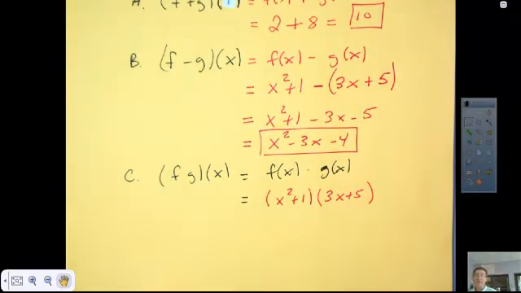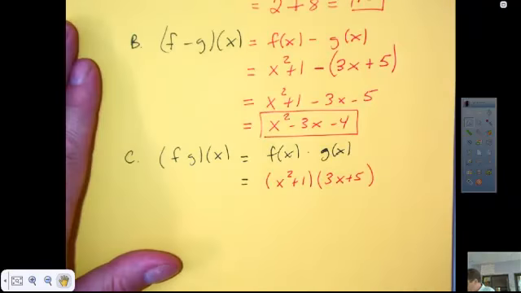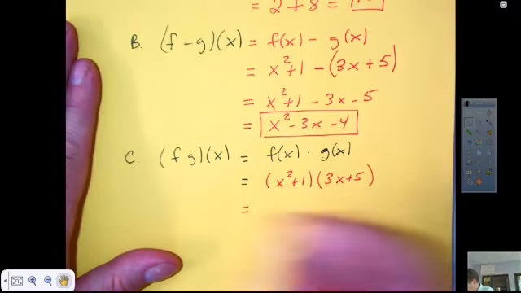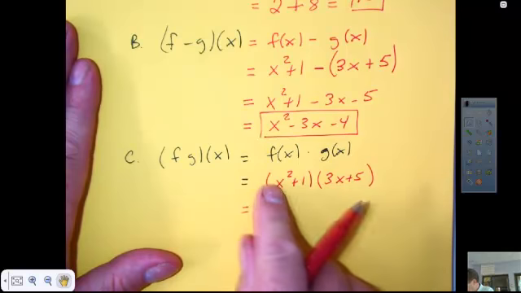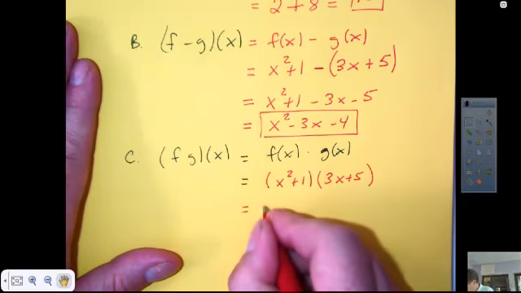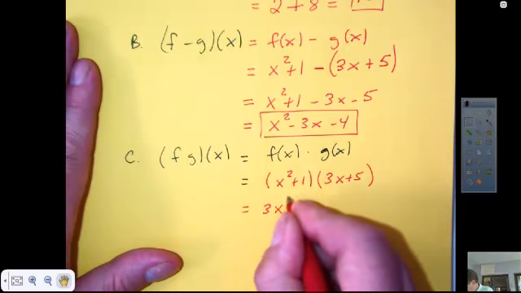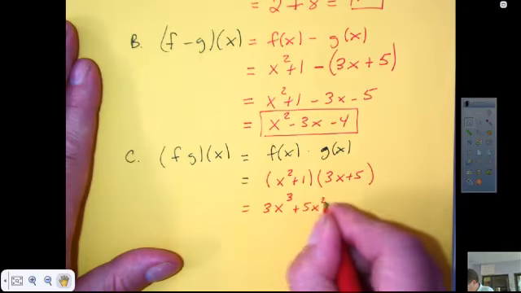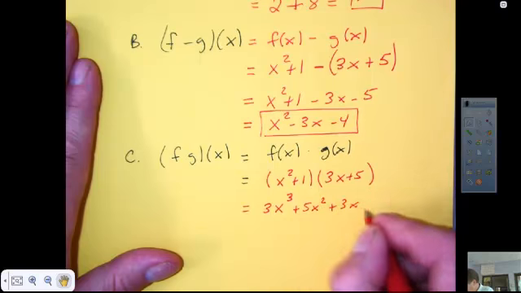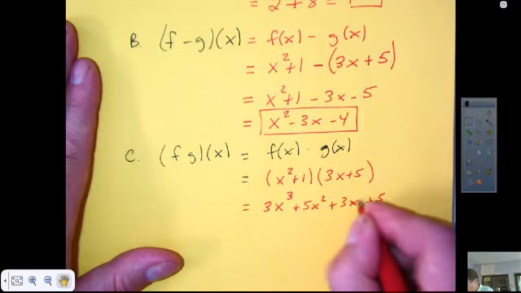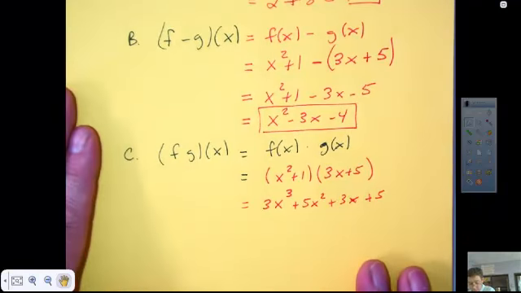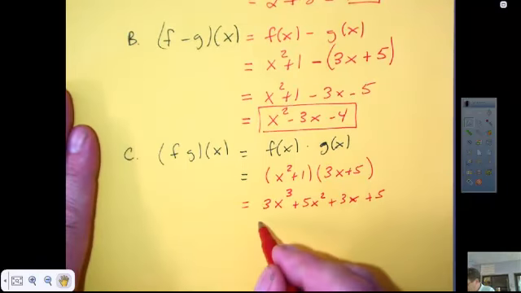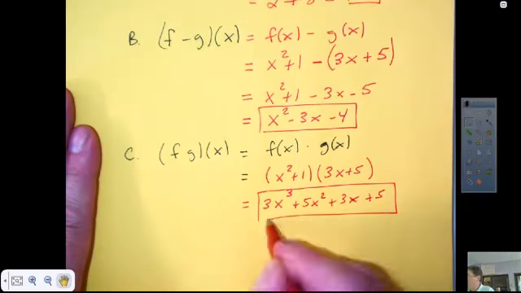How do I simplify that? I have two binomials, so I can pull that out. The first will be x squared times 3x, 3x cubed, and the outside, 5x squared, inside, 3x, plus 5 at last. And then what like terms can I combine? Well, in fact, none of them. And so I'm just left with that.